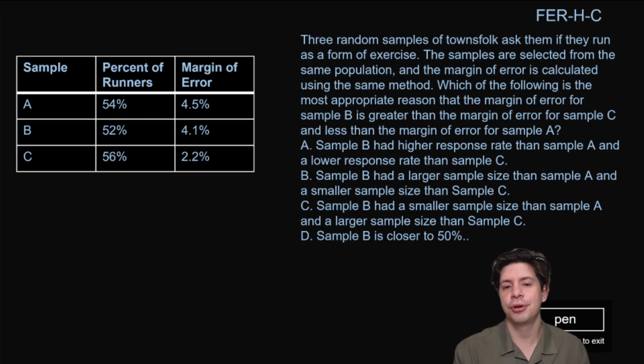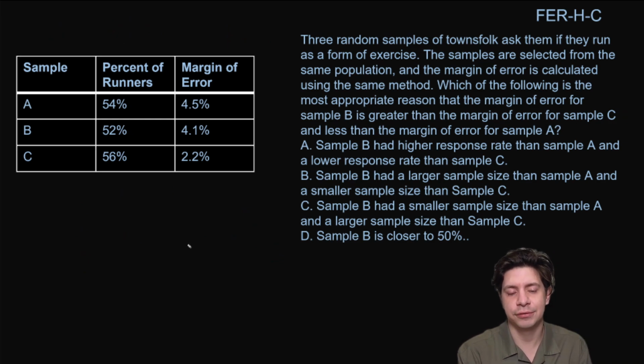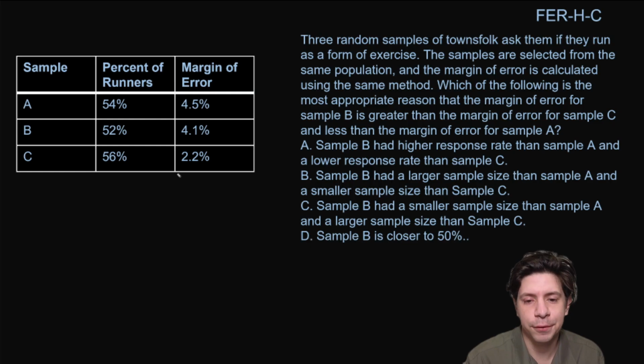So here again, you notice, right, that a lot of the hard questions all have charts. They like to have that in there either to read and give you info or to throw you off the scent. 3 random samples of townsfolk, ask them if they run as a form of exercise. The samples are selected from the same population and the margin of error is calculated using the same method. Which of the following is the most appropriate reason that the margin of error for sample B is greater than the margin of error for sample C and less than the margin of error for sample A?